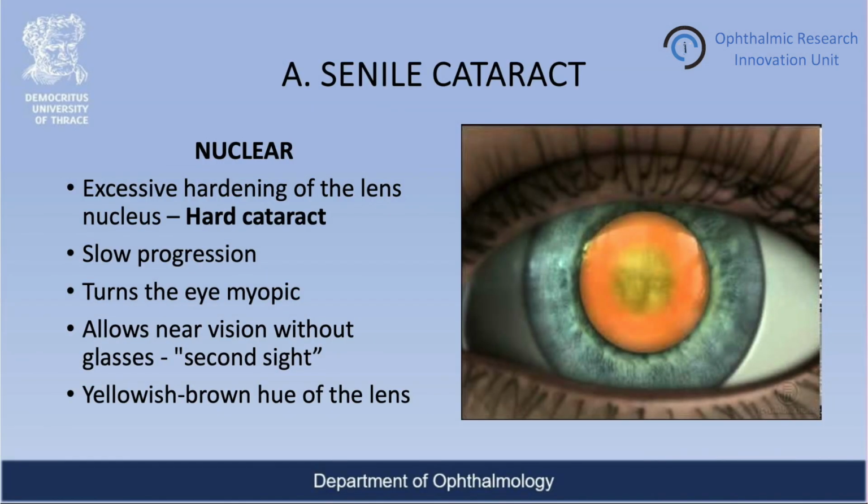Nuclear cataract is characterized by excessive hardening of the lens nucleus, also known as a hard cataract. It progresses slowly, increases the refractive index, and can turn the eye myopic. The onset of myopia can counteract presbyopia, allowing near vision without glasses, known as second sight. Under a slit lamp, the lens nucleus has a yellowish-brown hue.